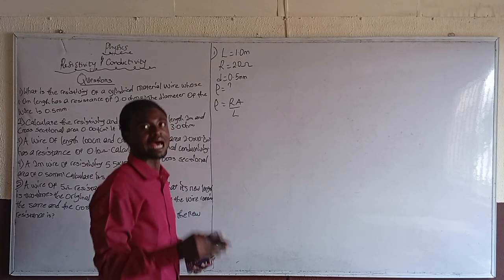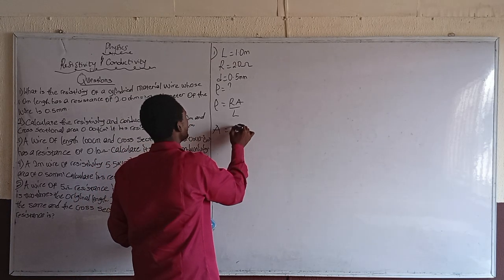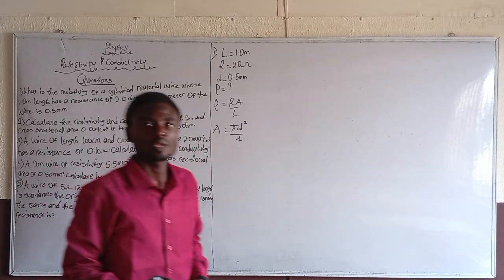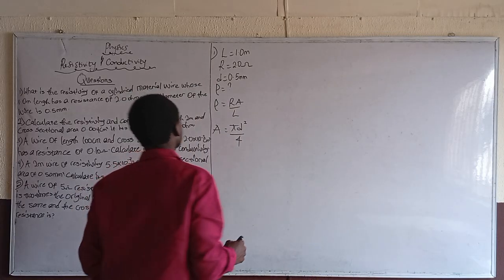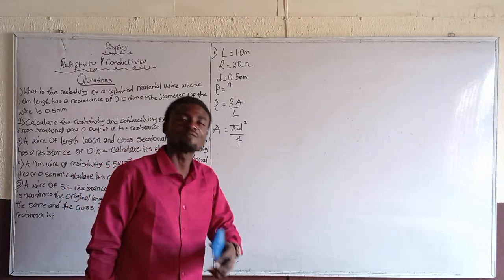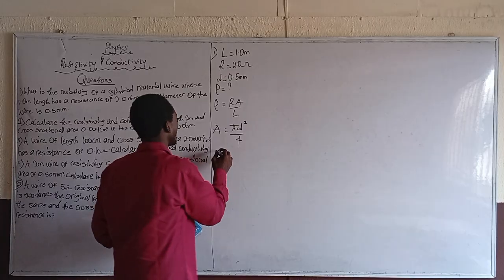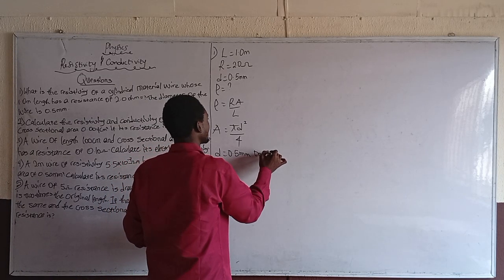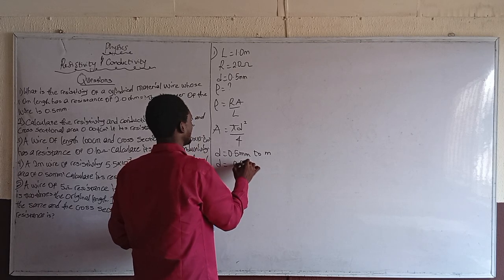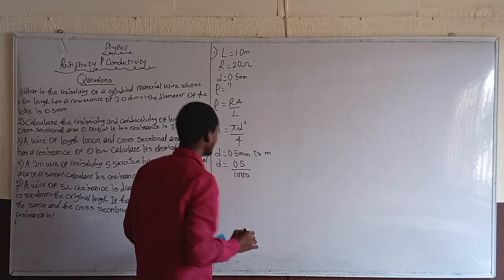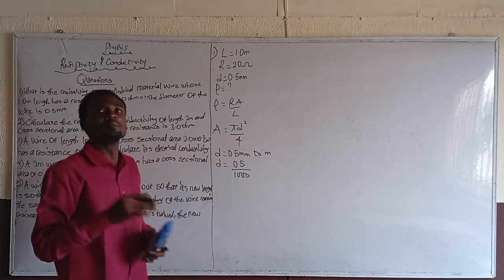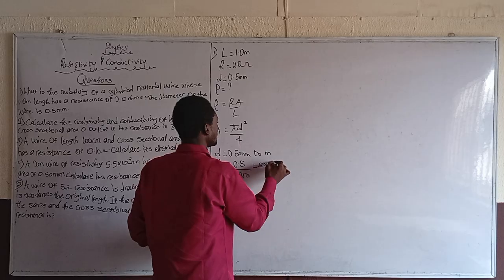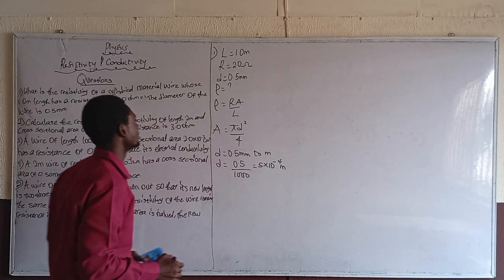Now, since I'm given diameter, my area becomes pi d squared divided by 4. But there's a problem, and the problem is that the diameter is in millimeter. So I have to convert from millimeter to meter. The diameter is 0.5 millimeter, converted to meter, so diameter becomes 0.5 divided by 1000. From millimeter to meter is divided by 1000. So here becomes 5 times 10 raised to power minus 4 meter.